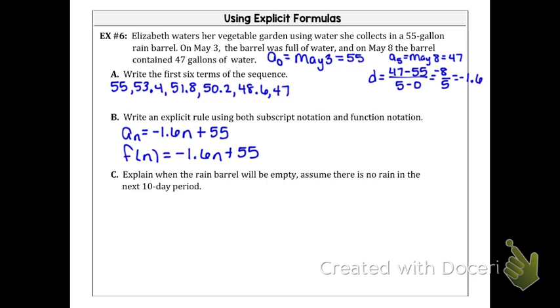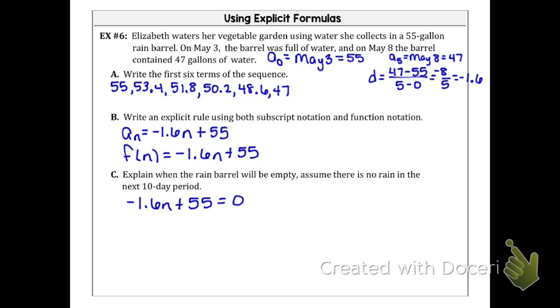C says explain when the rain barrel will be empty, assuming there is no rain in the next 10-day period. Okay, so basically it should actually read, assuming there is no rain, period. So there's no rain at all while they're using the barrel to water from. So I want to know when this is going to equal 0, because that's when there's no water left in the barrel.